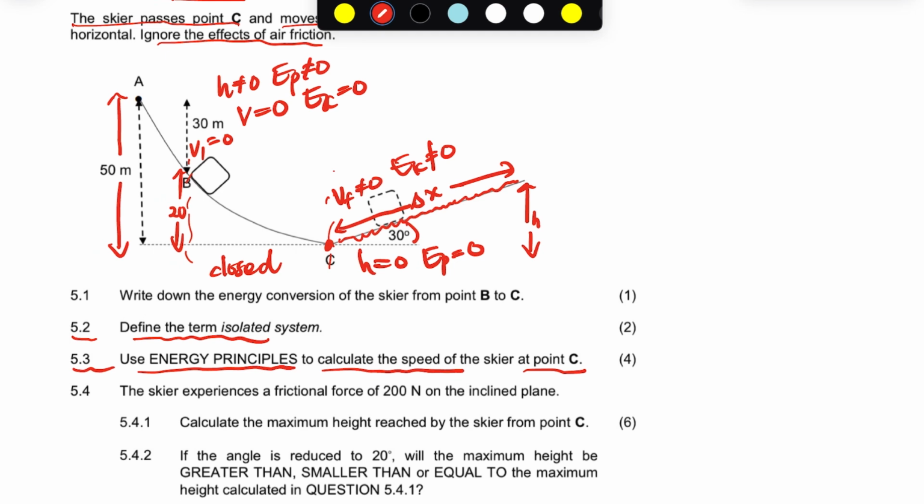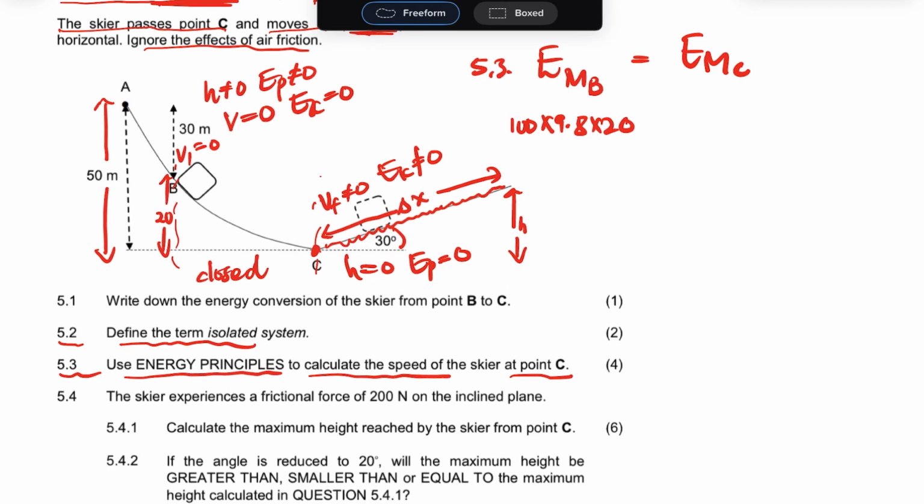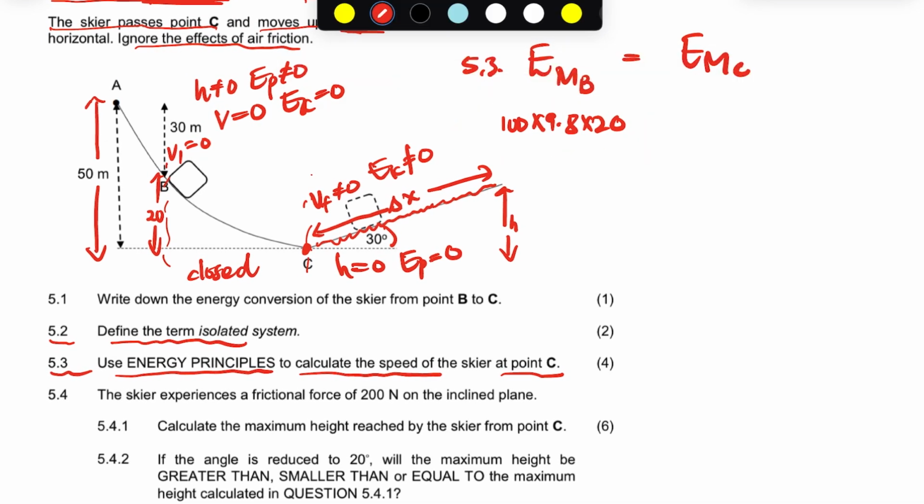So what we're going to do, this is conserved, we're going to use the conservation of mechanical energy. So for 5.3, we're going to say the mechanical energy at point B is equivalent to the mechanical energy at point C. The gravitational potential energy at point B is going to be mass, which is 100, times 9.8, and the height is 20. Remember, the height is 20 there, plus the kinetic energy, which is 0 there.